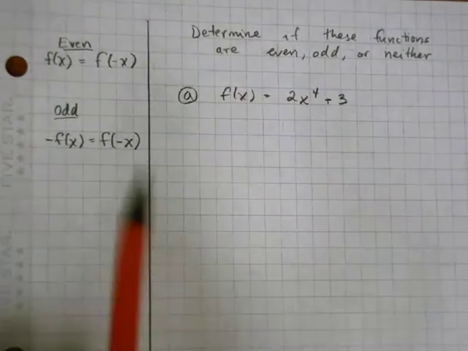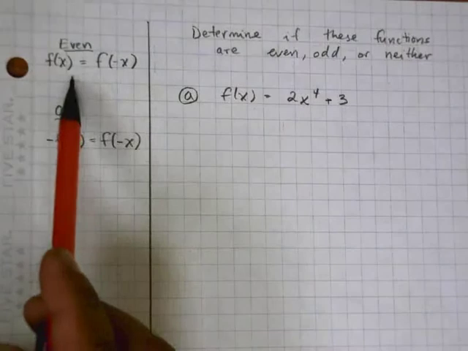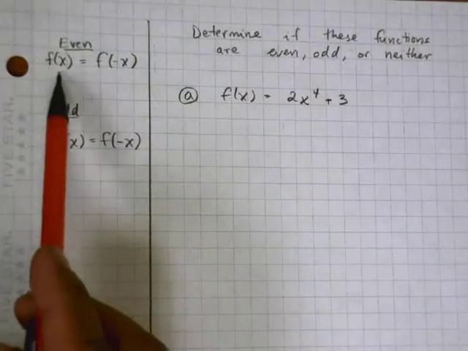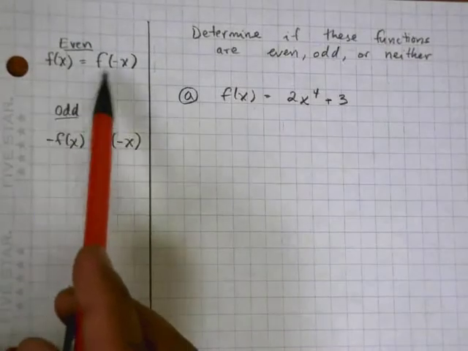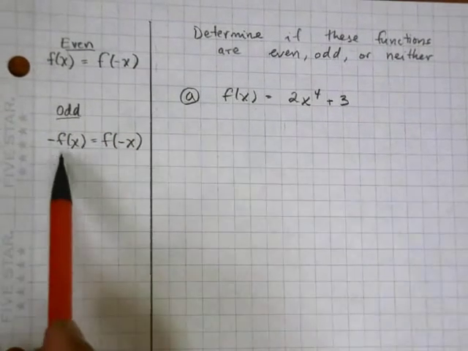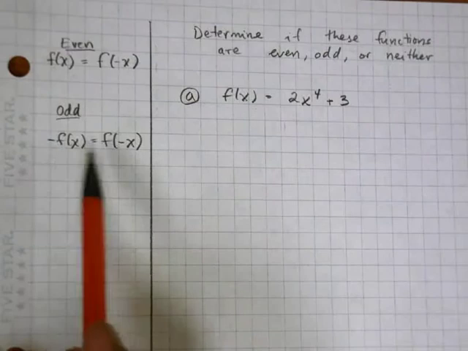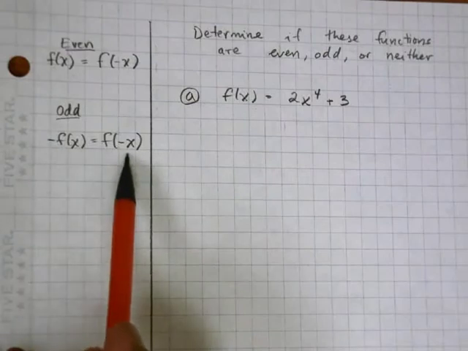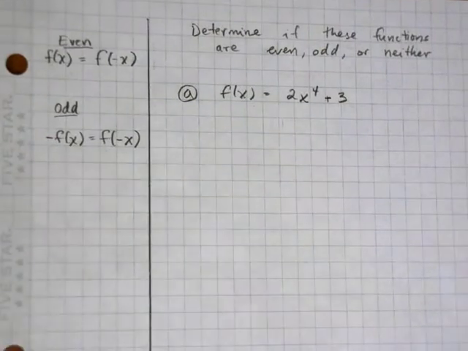And I've written the algebraic definitions on the left. Even again means that f of x and f of negative x is the same thing. Odd functions means negative f of x and f of negative x is the same thing.